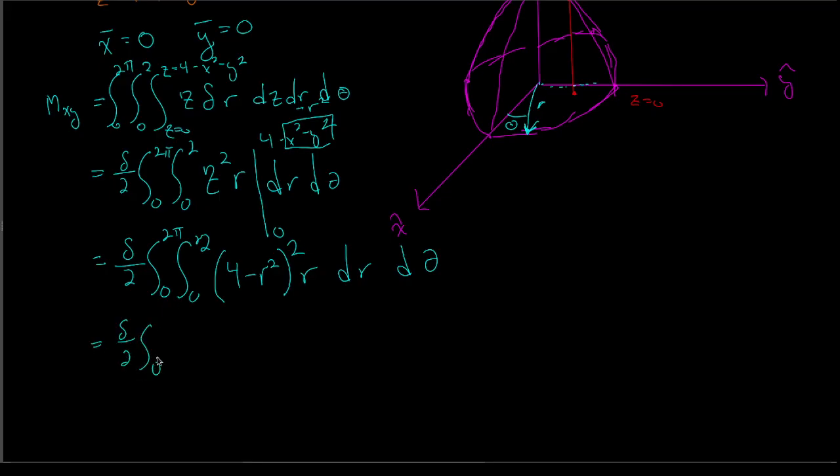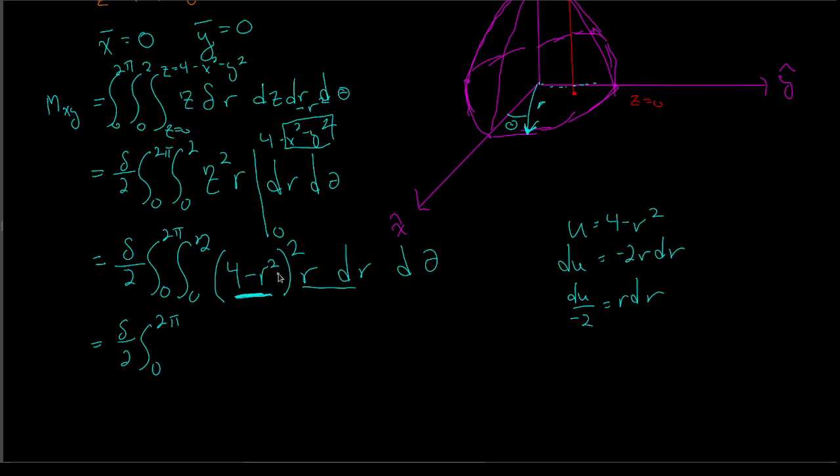We could expand this out, or we could cheat. We could look at this as a u sub. If we say u equals 4 minus r squared, then du equals minus 2r dr. And so du over negative 2 equals r dr. And so we have r dr here.